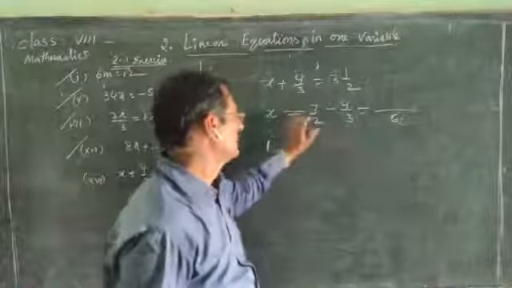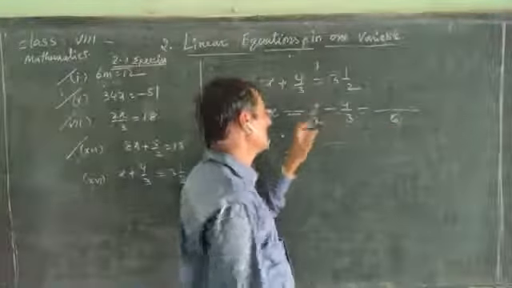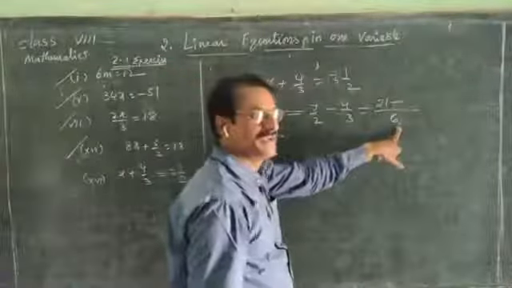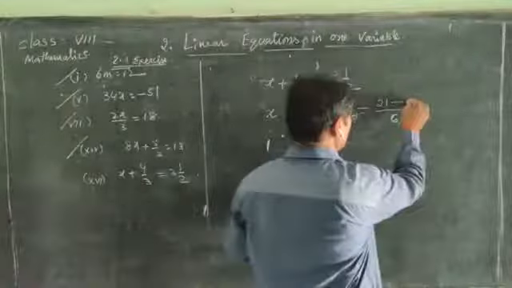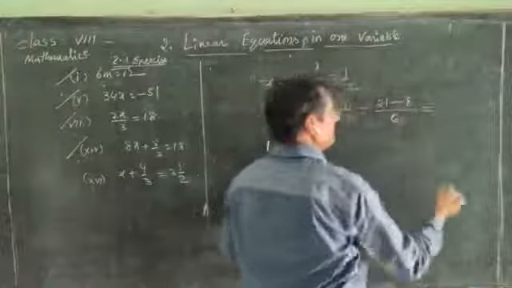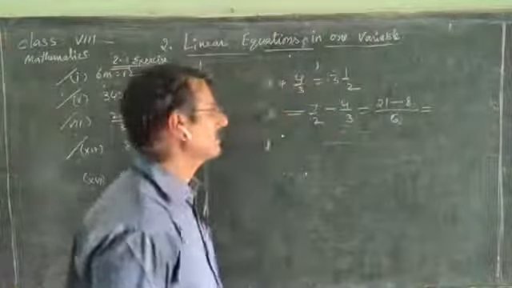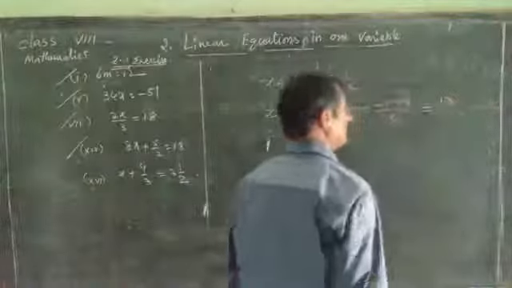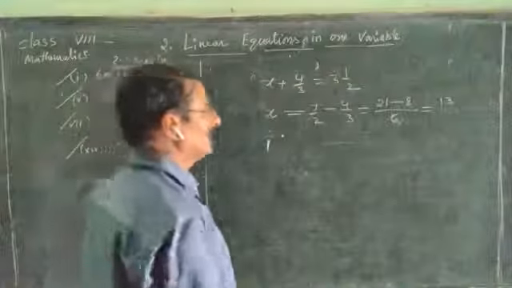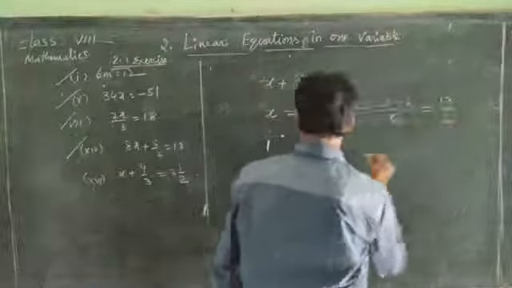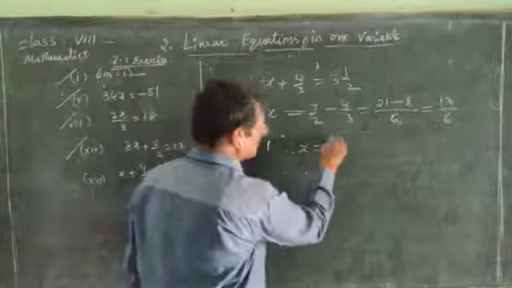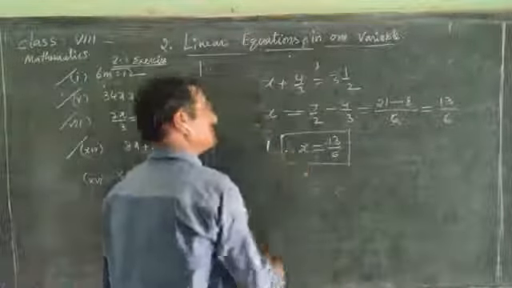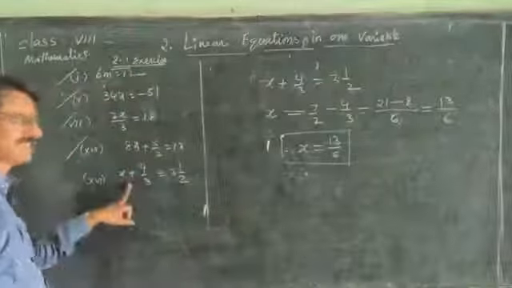2 3s are 6. 2 divides 6 how many times? 3 times. 3 sevens, 21. 3 divides 6 how many times? 2 times. 2 fours, 8. 21 minus 8, how much? 13 by 6. Finally, we get x value of 13 by 6. It is the solution of this equation.